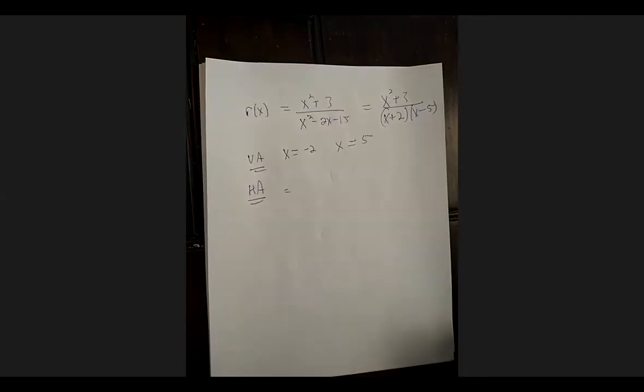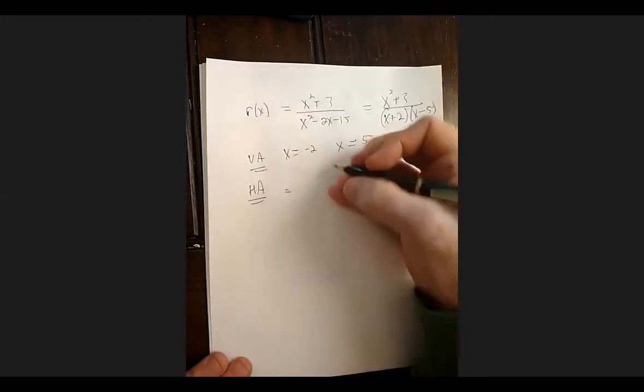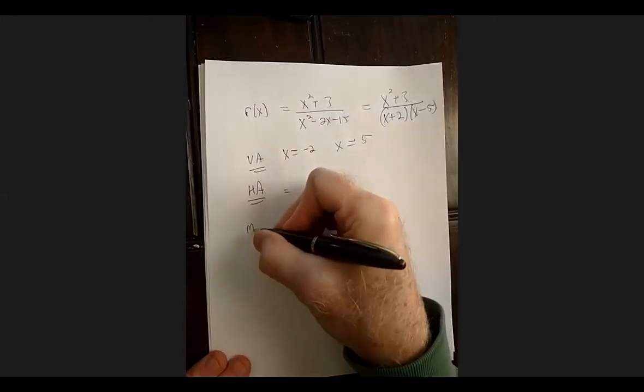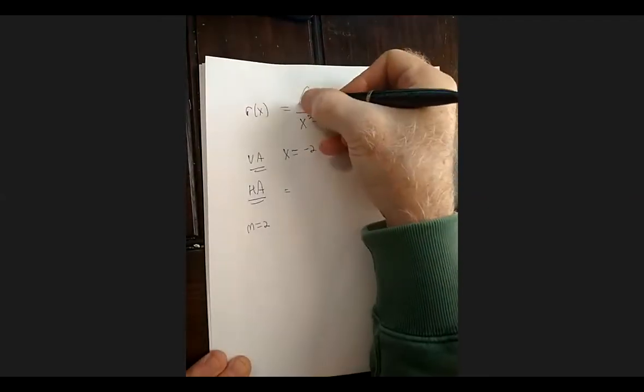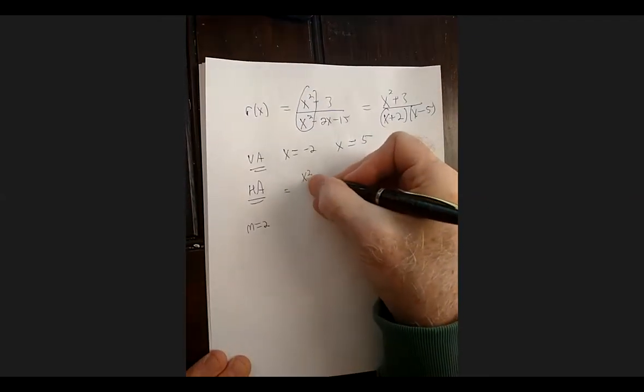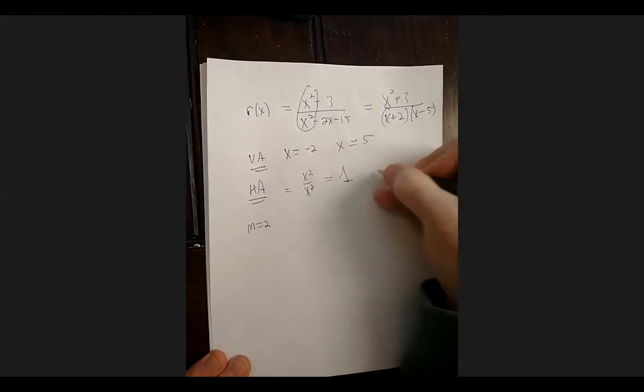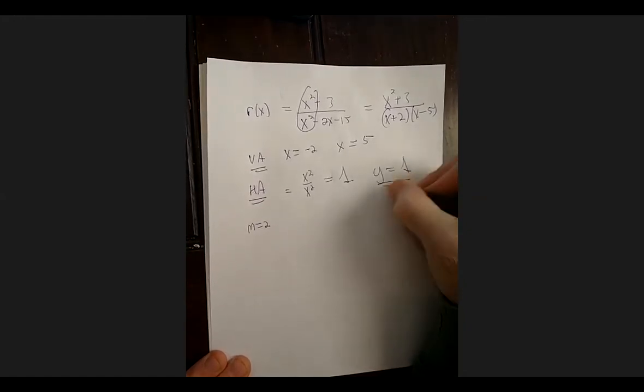Again, you can either chat it out or say it if you want, doesn't matter. What's the horizontal asymptote going to be? Is it 1? Yeah, it's going to be 1. We have m is equal to 2. So we look at the highest powers, and that's going to give us 1. So it's going to be y equals 1.